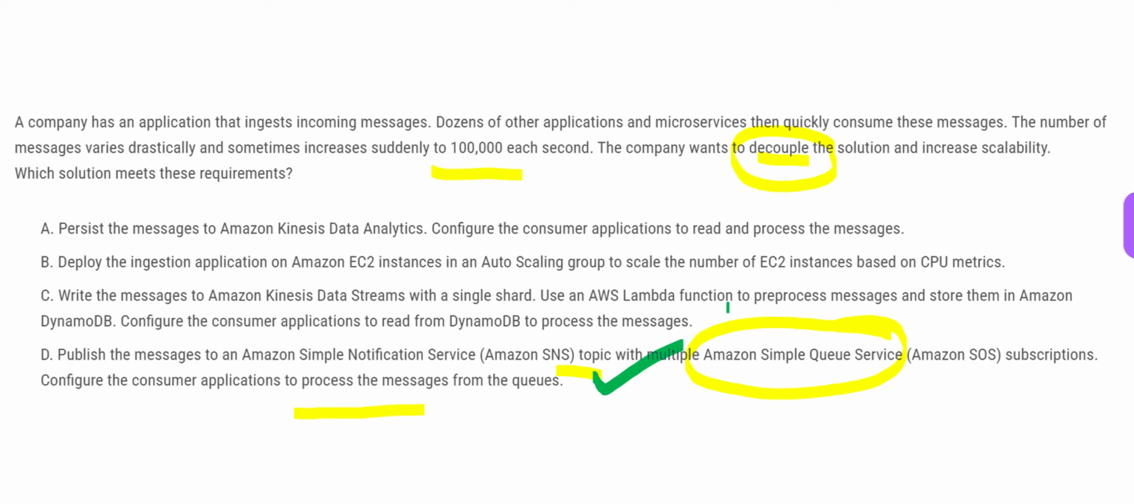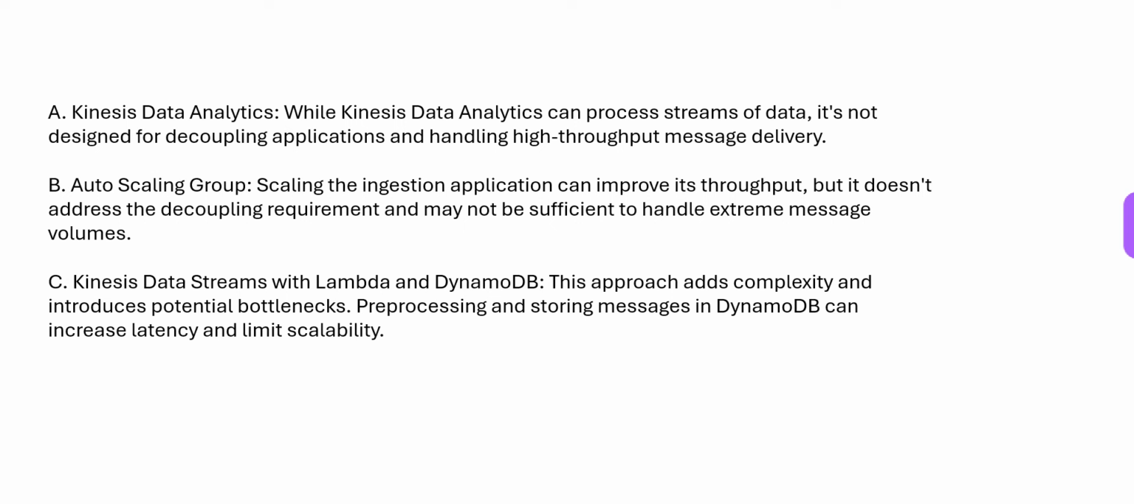Option D. Now, why A, B, and C are wrong? See, Kinesis data analytics is not a decoupling solution. That is why A is wrong. Now, auto scaling group. So it can improve throughput, but what about decoupling? It does not serve the decoupling requirement. So this is wrong.